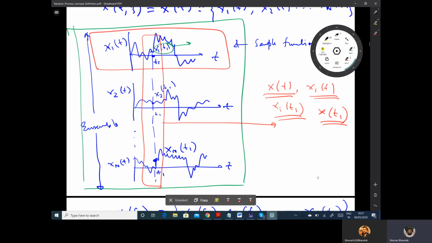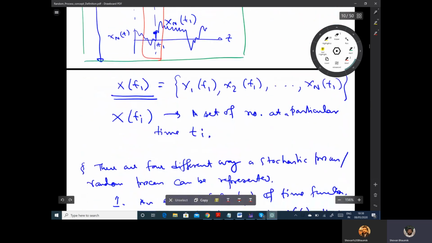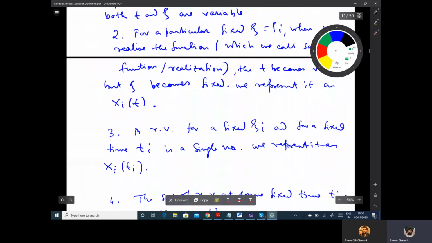So x(t) is the collection of all sample functions over the ensemble, that is the total representation. x_i(t) is a single sample realization, a single sample function. The collection of x_i(t) will be x(t). And then a single number realization, for a single ensemble and a single sample function at some particular time, is x_i(t1). And then the collection of all x_i(t1), that means the random variables at that particular time over the ensemble, is x(t1). That is another way of representation. So there are a total of four ways of representation.